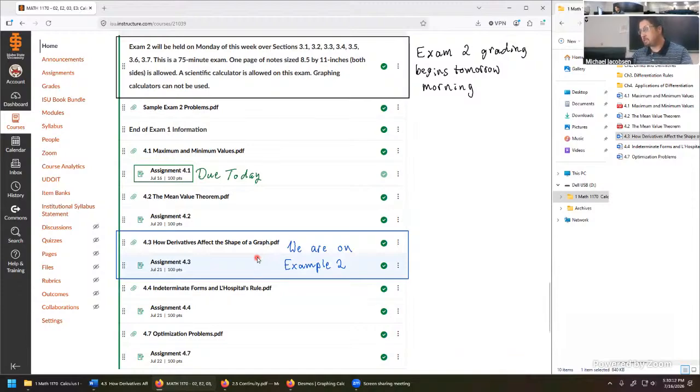We're currently on example 2. It's a pretty long section. We spent a lot of time just to land on example 2 last night. And then we're going to get back into a familiar topic, working with indeterminate forms.